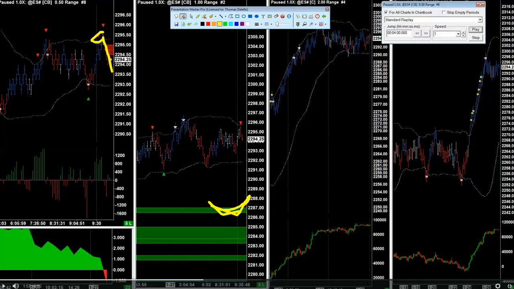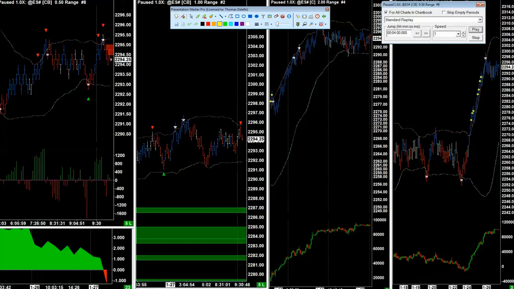Now this winds up being the high of the day. We don't know it at the time, but it winds up being the high of the day, and this is the beginning of it. Transition to sellers. So let's let this run a little bit, and you're going to see the market sell off a little bit.